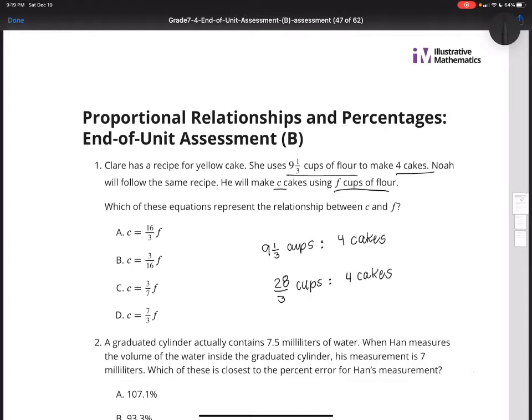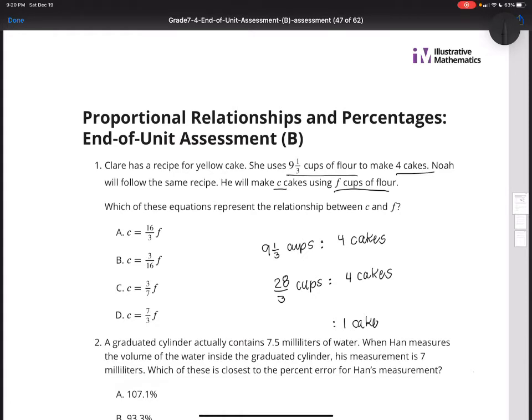Now, I could do two options. I could either find how many cups of flour it takes to make 1 cake, or how much cake I can make with 1 cup of flour, okay? So I'm going to start out by finding how many cups of flour is needed for 1 cake. Now, if I want to, I could set up the ratio like this, 1 cake. And I can ask myself, well, how can I get 4 to 1? How can I make this quantity of 4 go to 1?